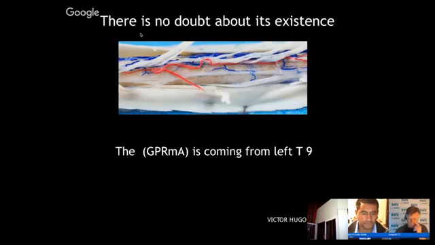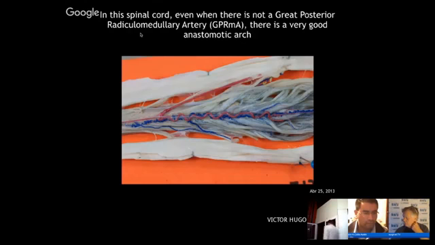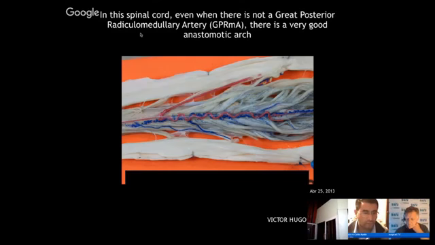In this picture, we can see the great posterior radiculomedullary artery. In this case, it is coming from left T9. This is the posterolateral aspect. In this spinal cord, even when there is not a great posterior radiculomedullary artery, there is a very good anastomotic arch, the Adamkiewicz, and the posterior spinal artery.